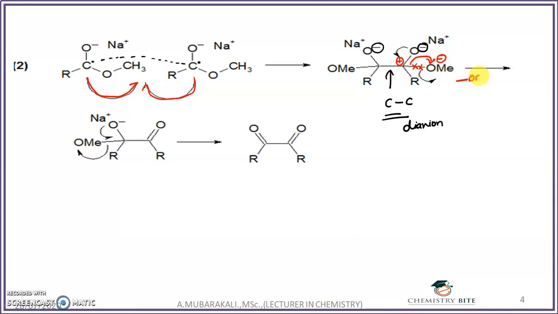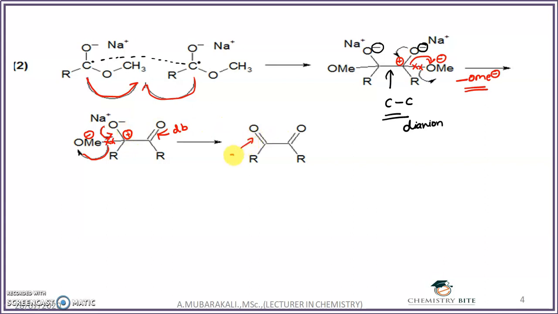So minus OMe, the methoxide ion will come out. Because of the positive charge on the carbon, you will get the double bond here. You can see one double bond is formed between carbon and oxygen. Again, the second methyl group will also come along by taking the 2 electrons. The methoxide ion will come out, and the negative charge on the oxygen and the positive charge on the carbon will form the new double bond.